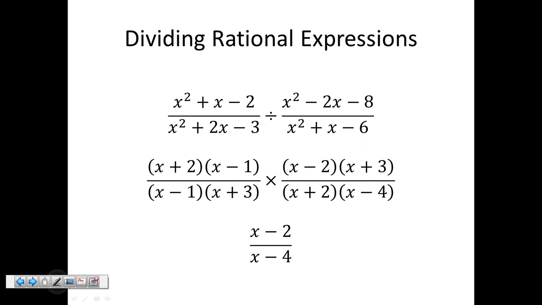And you can already see the final answer, that we can just start canceling anything that happens in both the top and bottom somewhere. It does not have to be in the same exact rational expression. As long as it's in the top in one spot and in the bottom somewhere else, it will cancel. And we're left with x minus 2 over x minus 4.